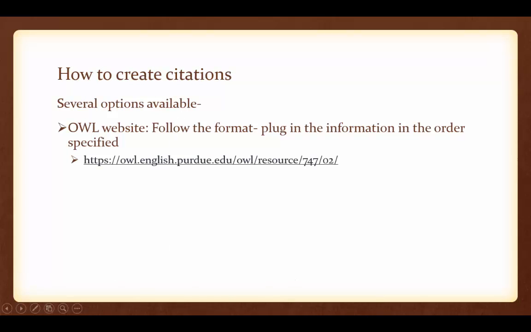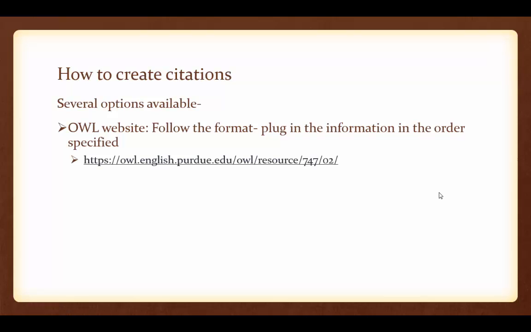So how to create citations. There are several options available. You can just follow the format and type it in, making sure you use proper punctuation, capitalization, italics, underlining, and all of that, and tabbing over when you're typing it in. I find that typing it in is easiest. Copying and pasting, usually the formatting gets all messed up and makes it hard.